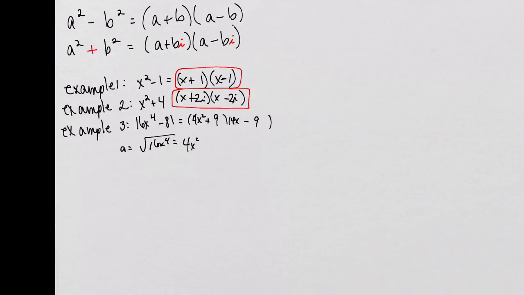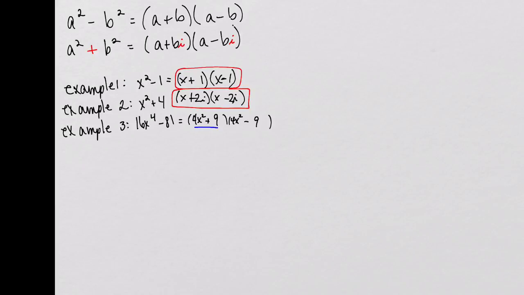So looks like I'm done. But I'm not, because we're still supposed to ask, can these factors be factored again? 4x squared is a squared term. 9 is a squared term. I have a sum of squares and I have a difference of squares, so I'm going to have to factor these again. So let's start by factoring this one.